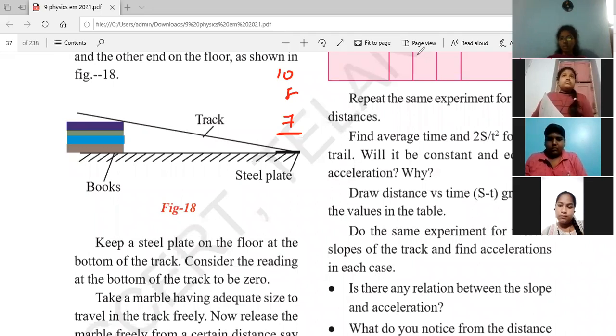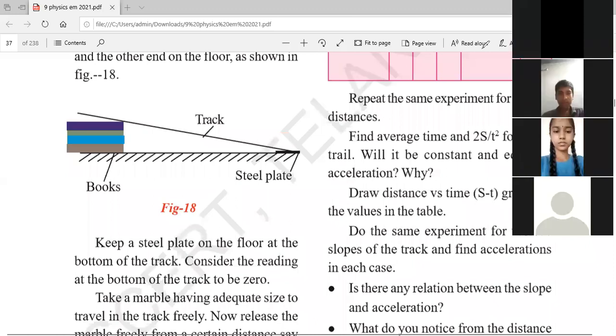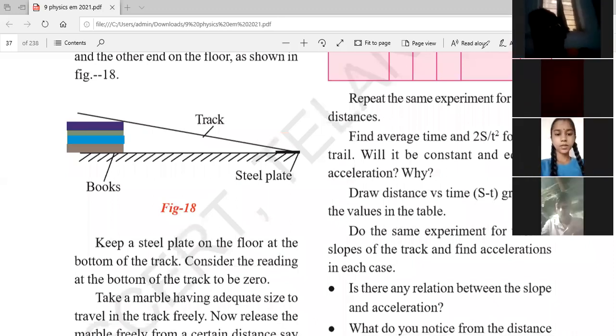Yes, have you understood this one here? Yes, teacher. Yes, teacher.